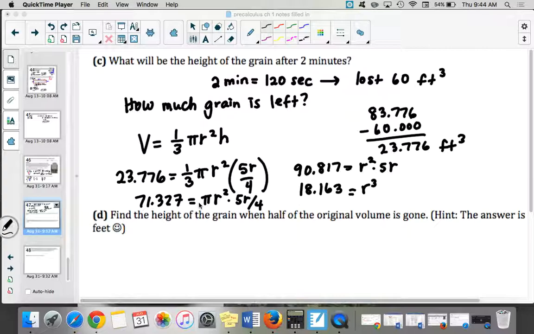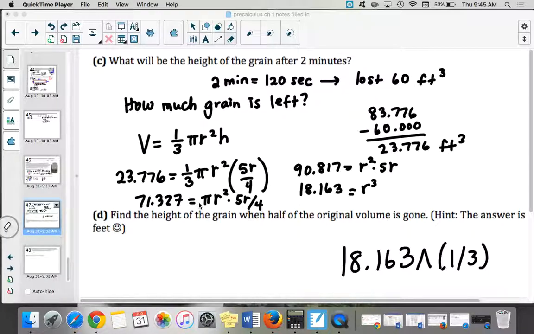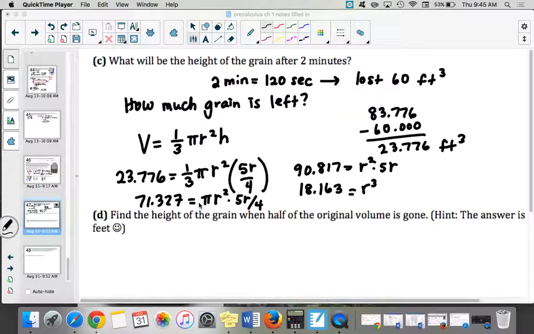Some of you guys might have trouble on your calculator finding the cube root. If so, you can always raise things to a power. Like I did 18.163, and I didn't want to hunt for the cube root, so I raised it to 1/3. You can do that, or you could hit math, and under math, there is a cube root button. So when I did that, I got r is equal to 2.629.